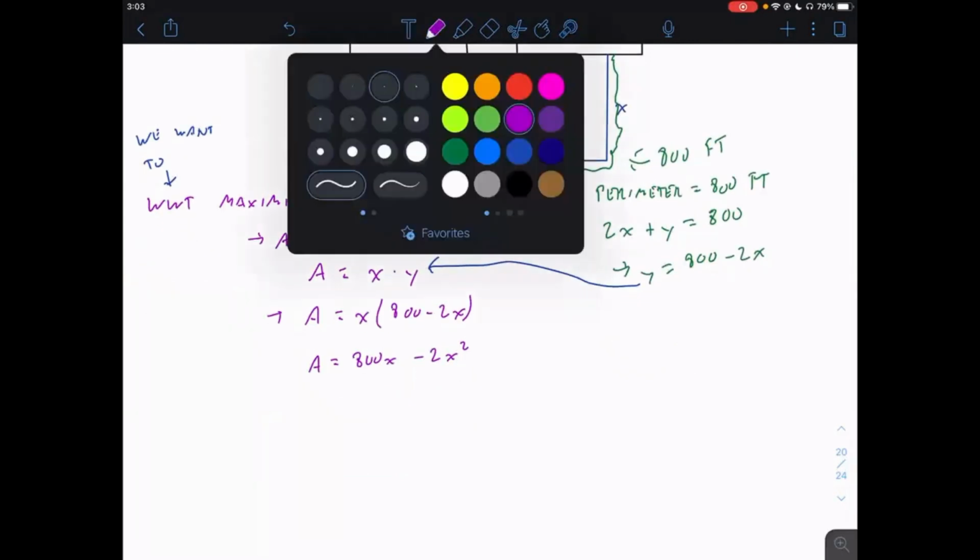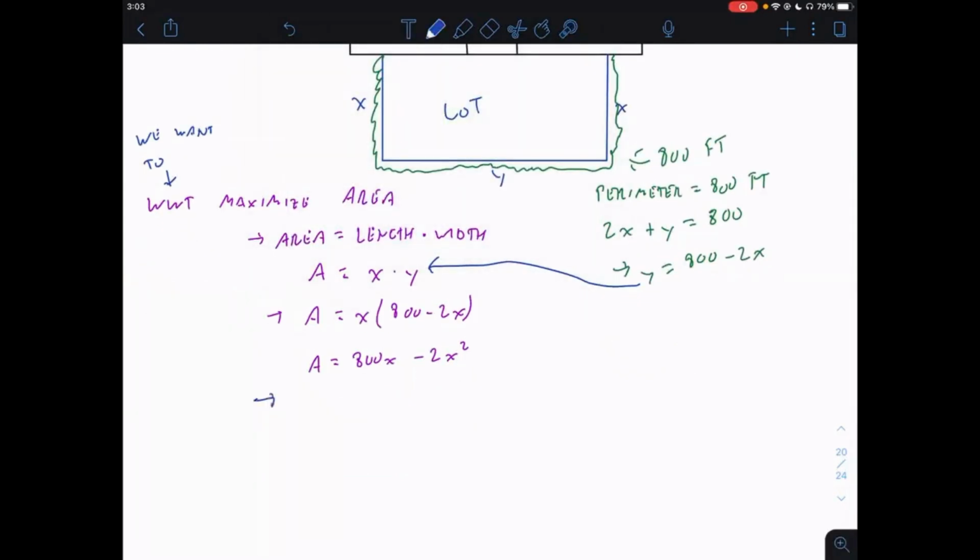So the next step is to find the derivative of this function with respect to x. So let's find A prime here. The derivative of 800x with respect to x is just 800, minus the derivative of 2x squared, which gives us 4x.